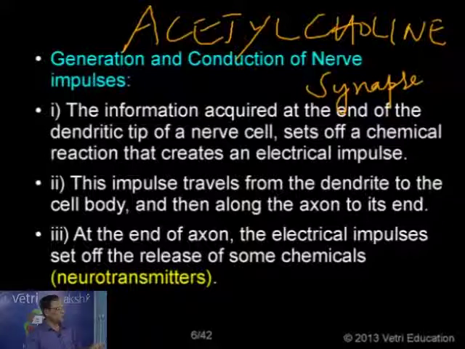So once again, to repeat: the nerve impulses are generated only after the information has been acquired at the tip of the dendron, where there is some sort of chemical reaction taking place. We can say it is the sodium-potassium exchange, which we'll cover later, and that creates electrical impulses. So generation of an electrical impulse is a physical-chemical process. The impulses are conducted in the form of action potential by means of saltatory movement.